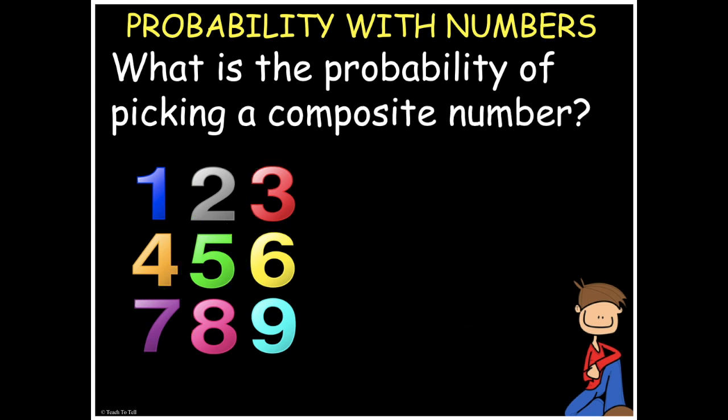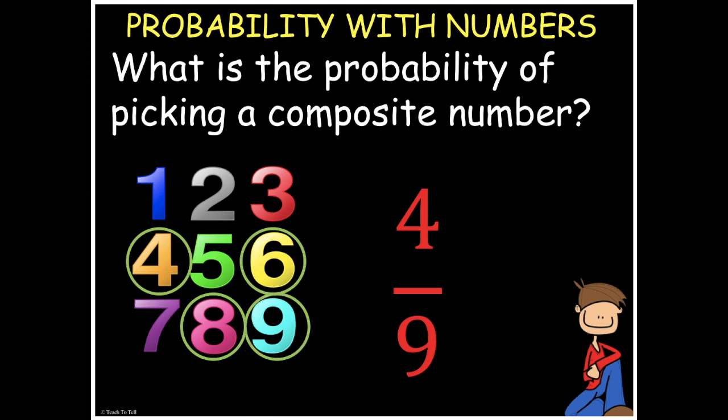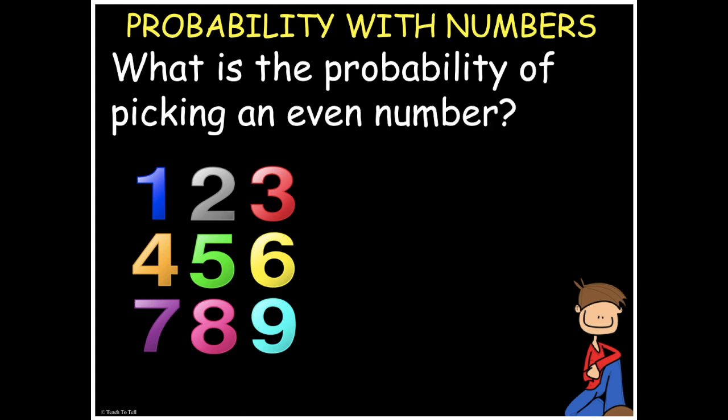Now composite numbers. Composite numbers can have a number that goes into it repeatedly, and so in this case, we have 4 again. We have 4, 6, 8, and 9. Even numbers. So count up your numbers and you have 4 even numbers out of the total possibilities of 9.